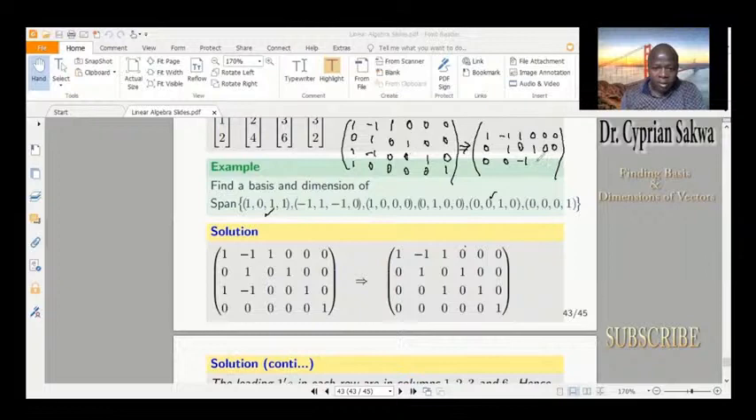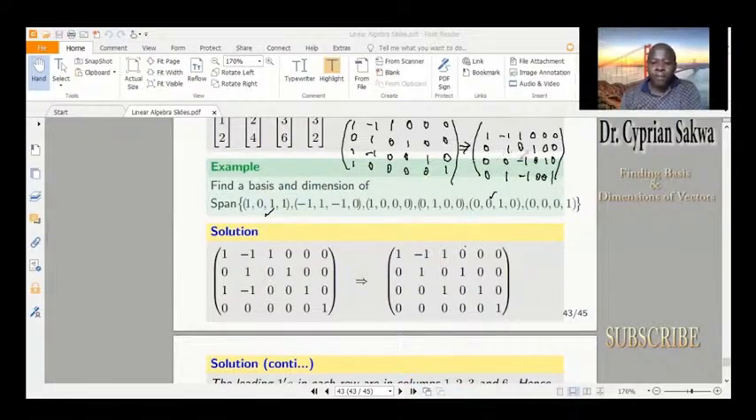So 0, 1, 0. Now I also need a 0 in this position, so just subtract this from that, I have a 0. Subtract this from that, I have a 1. Subtract this from this, I have negative 1. So I'm done with this. So now this is 0, this is 0, and this is 1. So 0, 0, 0, 0, 1.